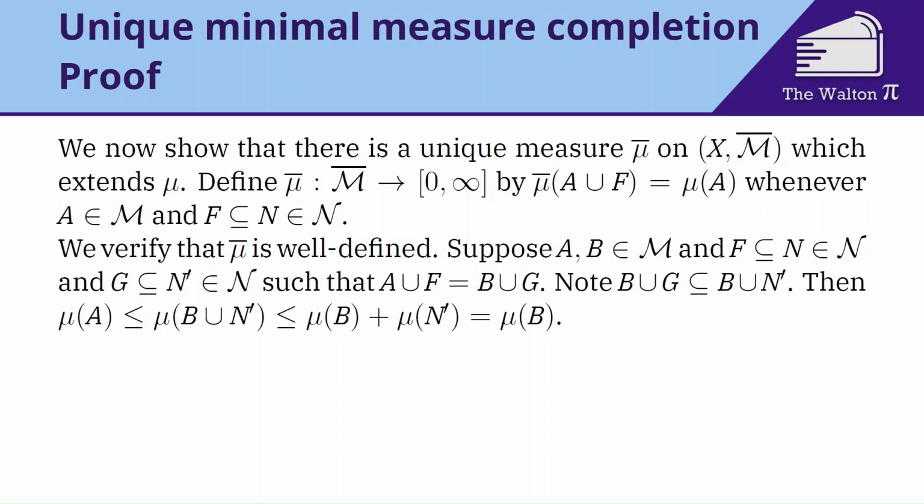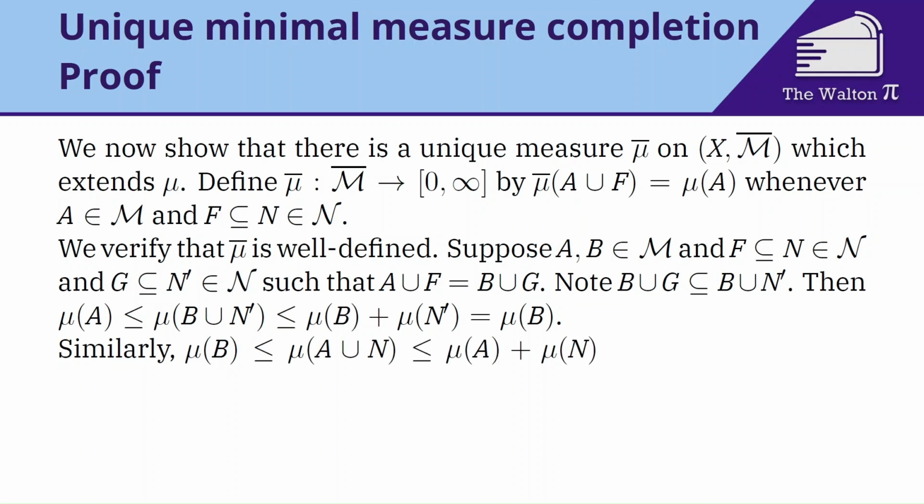Similarly, we can get mu of B is less than or equal to mu of A union N, which is less than or equal to mu of A plus mu of N, which is equal to mu of A. So this tells us it doesn't matter which A or B we had chosen, they all give us the same answer. So that tells us that mu bar is in fact well defined.